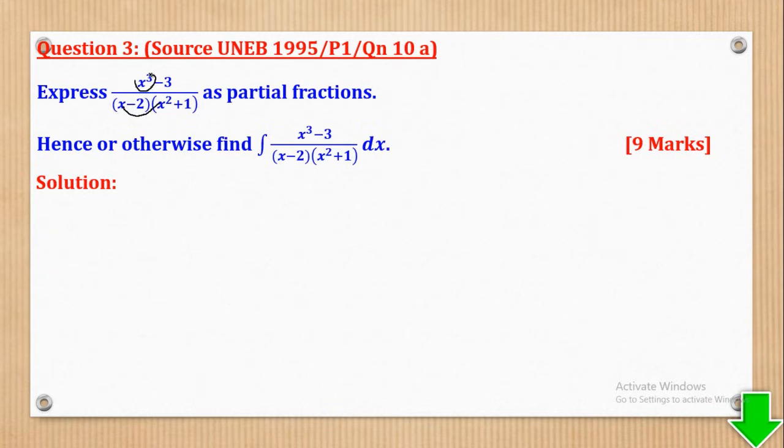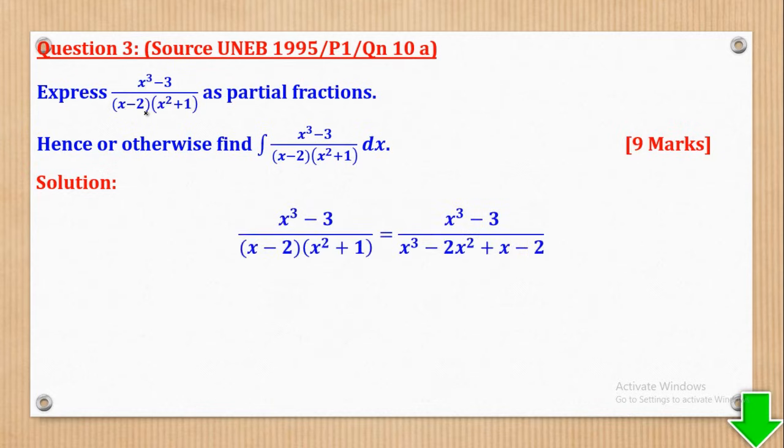Remember, in this case, an improper fraction is when the degree of the numerator is either equal to the highest degree in the denominator or greater than the highest degree in the denominator. So in this case, the degrees are the same. The highest degree in the numerator is x cubed, and in the denominator it is also x cubed, so it remains an improper fraction. So what do we do? The first thing to do is long division.